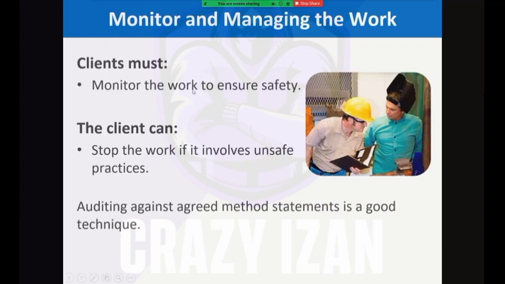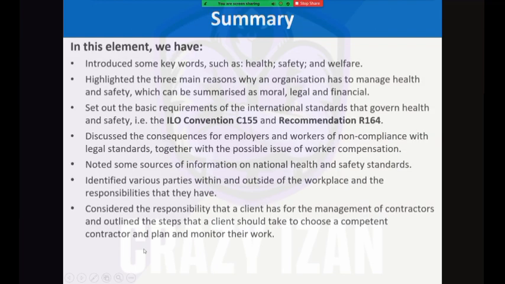Then monitoring and managing the work of the contractor is very, very important. The client must monitor the work to ensure safety. So the client usually does this by appointing their own supervision, their own staff. They assign their own safety people, they assign their own quality people, they assign their own supervisors. So the contractor's work must be monitored closely. The client can stop the work if it involves unsafe practices, and auditing should be done against the agreed method statement. And that is a good technique to monitor and control your contractors.